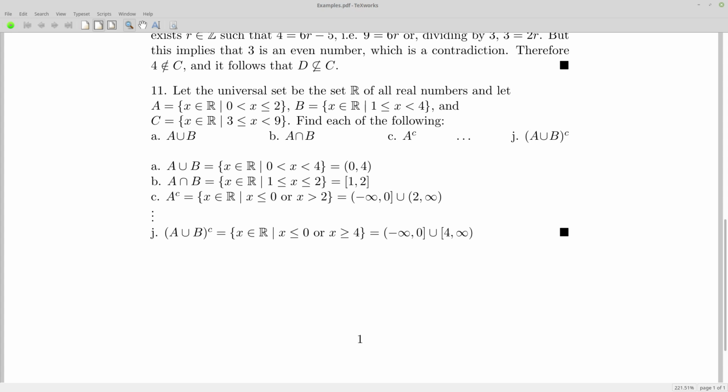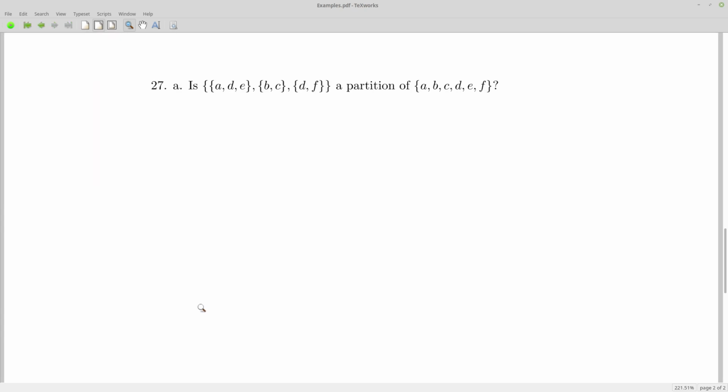Okay, we just have a couple more examples left before the video is over. So let's look at problem 27, which is on the next page. I need to scroll for you. So I have a question: is this collection of sets, so this is a set of sets, is it a partition of the set A, B, C, D, E, F? So if you haven't read the book, you need to do so and find out what a partition is.